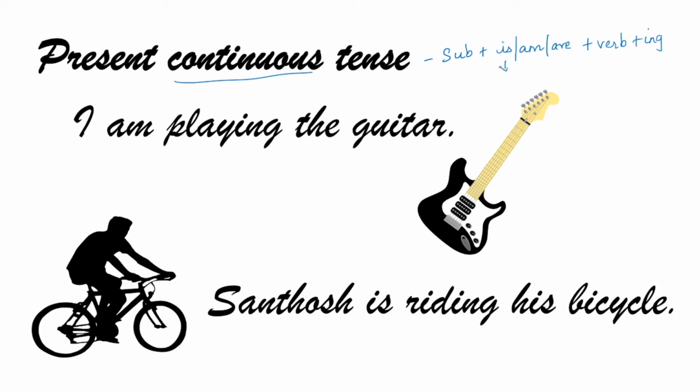So "is" is used for he, she, it; "am" is used for I; and "are" is used for you, they, we and plural subjects. So here for I we use "am". Similarly, Santosh here is singular, so we use "is", and we add "ing" along with the verb as this is in its continuous tense. So I hope it's clear for you now.